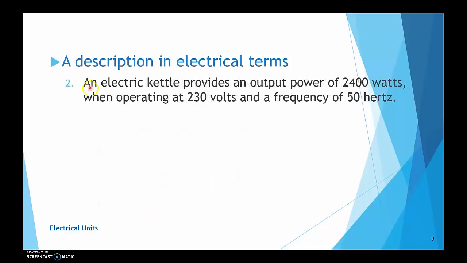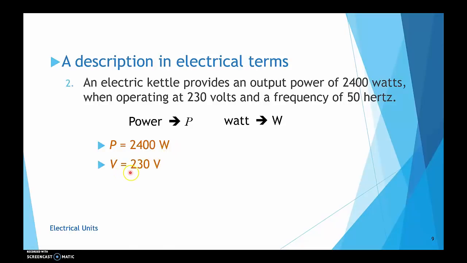Second example. An electric kettle provides an output power of 2400 watts when operating at 230 volts and a frequency of 50 Hz. The symbol for power is P. The symbol for the unit watt is W. Therefore, we write P is equal to 2400 watts. For the input voltage and frequency requirements, we write V is equal to 230 volts and f is equal to 50 Hz.